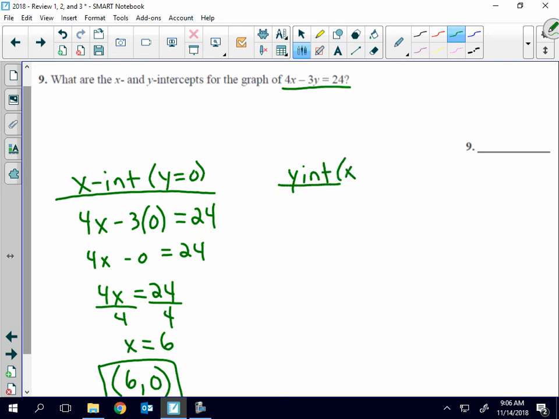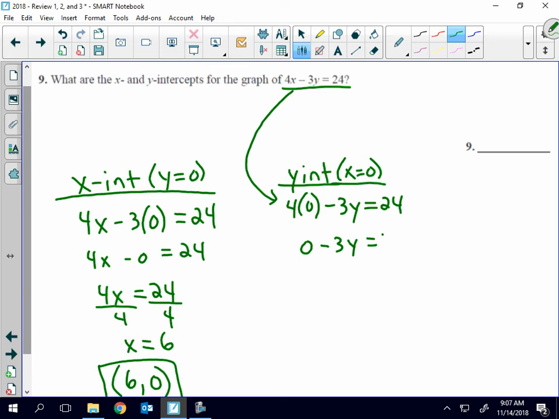This is when x is 0. So we're going to go ahead and say 4 times x, which would be 4 times 0, since x is 0, minus 3y equals 24. Again, that just comes from this equation. Okay, 4 times 0 is 0, minus 3y equals 24. That means that a negative 3y will equal 24, and we need to divide by negative 3 to get y by itself.